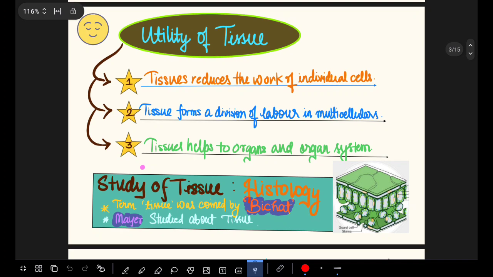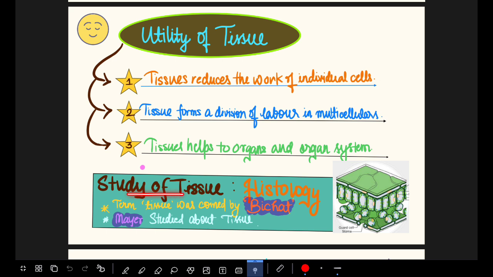Moving ahead, we will study the role of tissue. Why do we need tissue? The importance or the utility of tissue may be asked in your examination. So 3 points I have written. Tissues reduce the work of individual cells. They provide a division of labor. They help to form organs and organ systems. So these are the 3 points you can write.